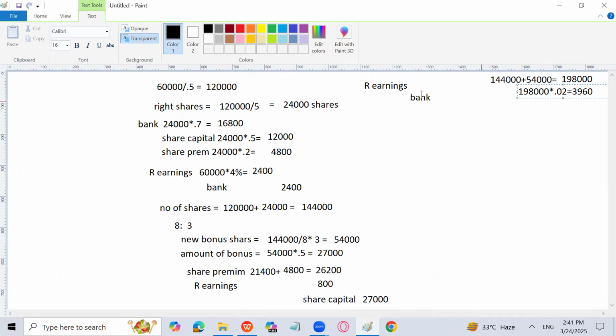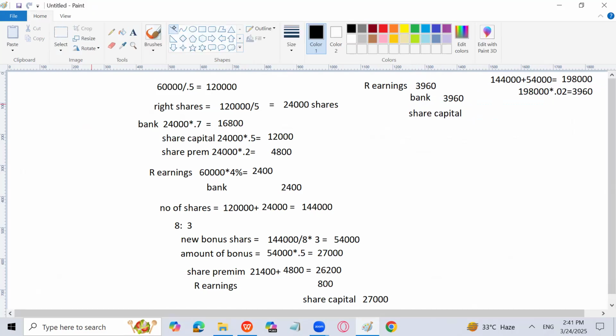3960. So the entry is going to be retained earnings debit 3960 and bank credit 3960. So now let's prepare the accounts because they are the requirement actually. But I have passed the entries. Entries will not waste time, nothing like that, because there are several questions which have come in the paper where you have to pass entries. So beta, you have to go for the entries first.